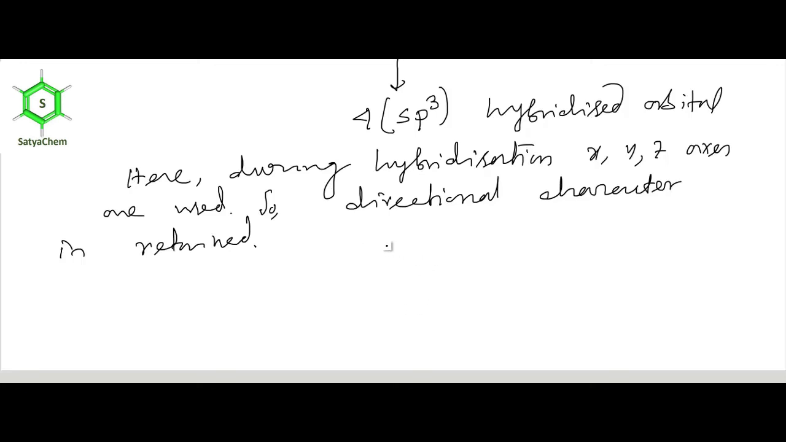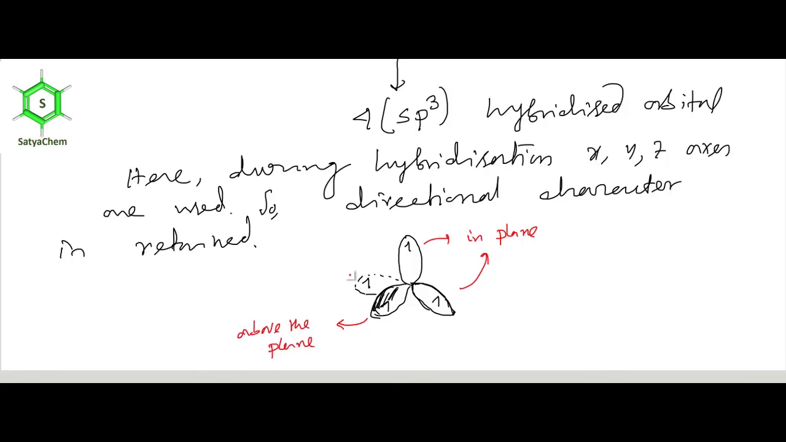So how will we draw the sp3 hybridized orbitals? See, in that case, these two sp3 hybrid orbitals are in the plane of the screen, this sp3 orbital is above the plane of the screen, and this sp3 orbital is below the plane of the screen, and each contains 1 electron.